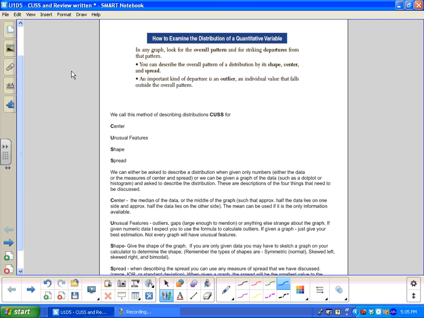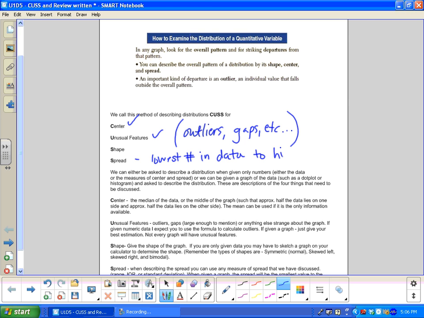CUSS stands for center, unusual features, which would be outliers, gaps, etc., shape, which we talked about, and then spread. And spread can be a lot of things, but generally it's going to be the lowest number in your data set to the highest number.